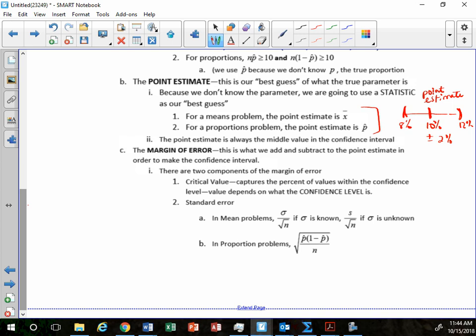So the margin of error, I just made one up here, this plus or minus 2%. That's what you're adding or subtracting from your point estimate to get the actual interval. Okay, and then there's some formulas we do with this, whether it's means or proportion. If we know sigma, we can use it. If we don't know sigma, we have to use S, and that's when we're getting into those t distributions.